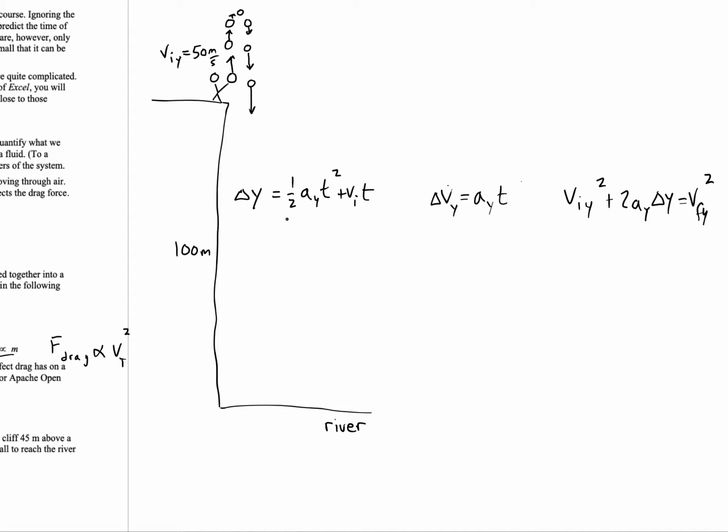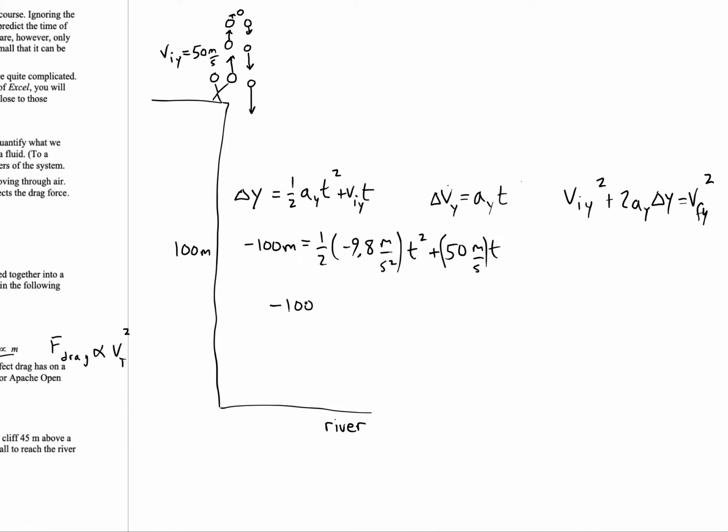I'm going to try it with this one here. So using this one, I would do negative 100 equals 1/2 times negative 9.8 t squared plus 50t. And then since I have a quadratic, that's something I could solve using the quadratic formula.